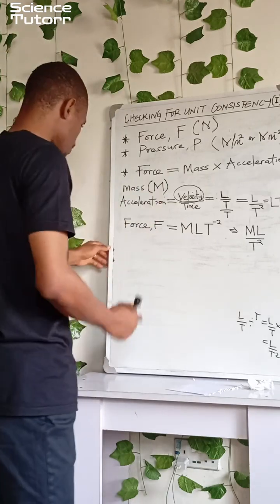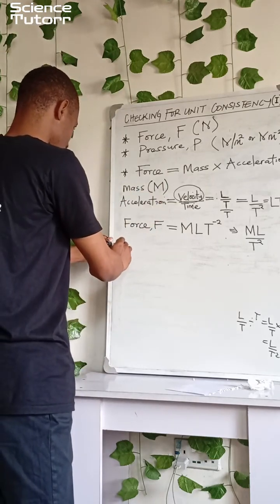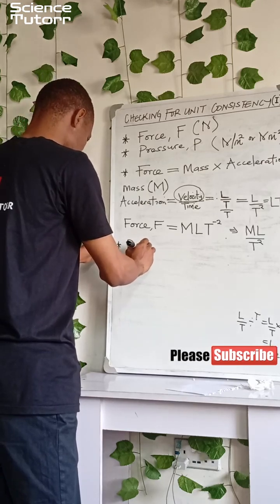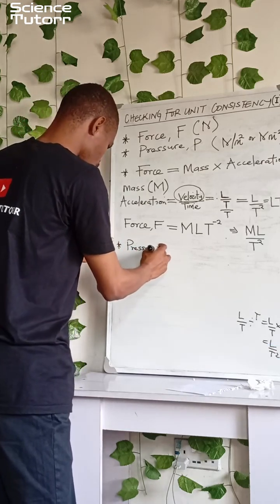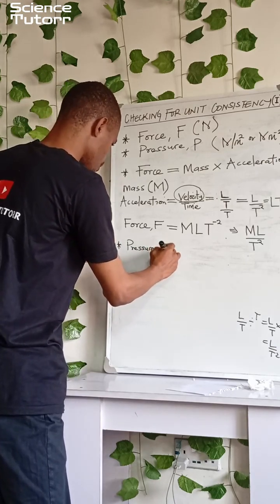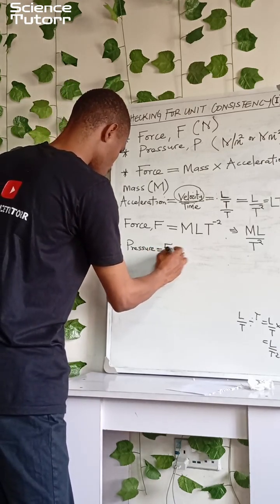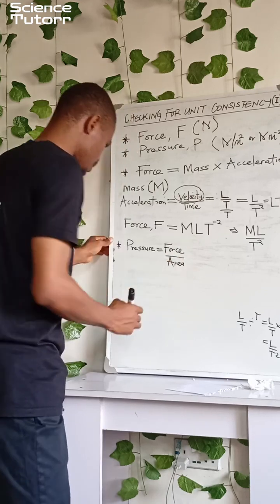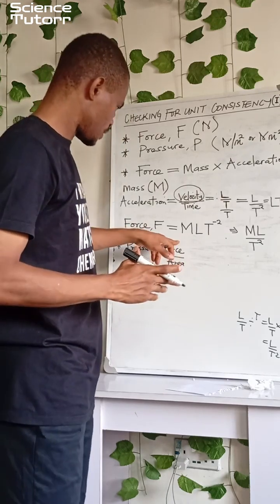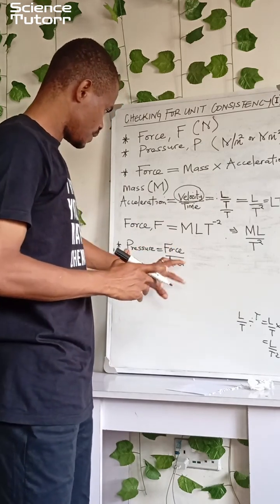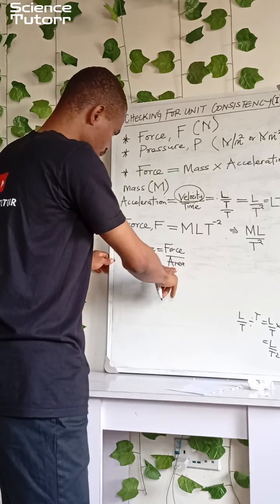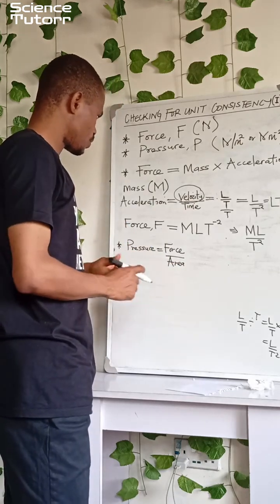In the second case, we consider pressure. For pressure, we have pressure to be force divided by the area. The pressure of a body is the force exerted by the body over the area it occupies. So force over area is given as pressure.